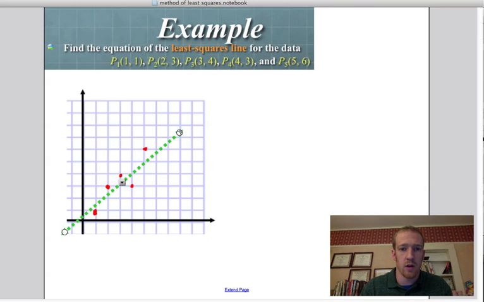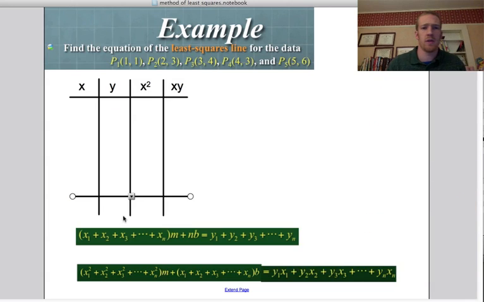So if we draw our line, there's no one line that's going to hit them all. That looks like a pretty decent line. Let's see what we get for an equation here. This is how this works. We want something times m plus something times b equals.